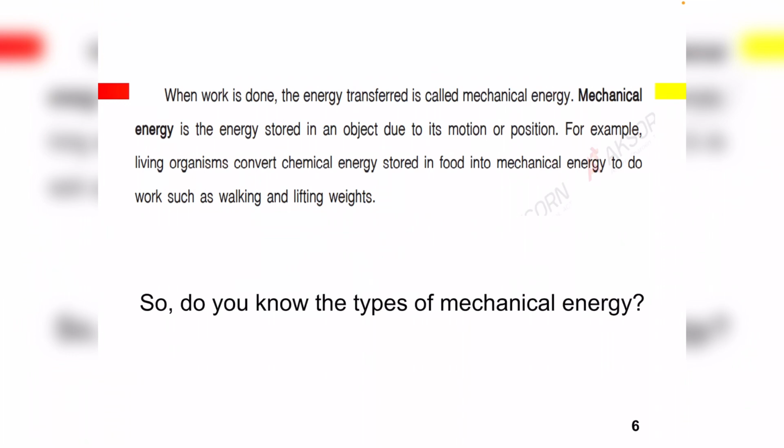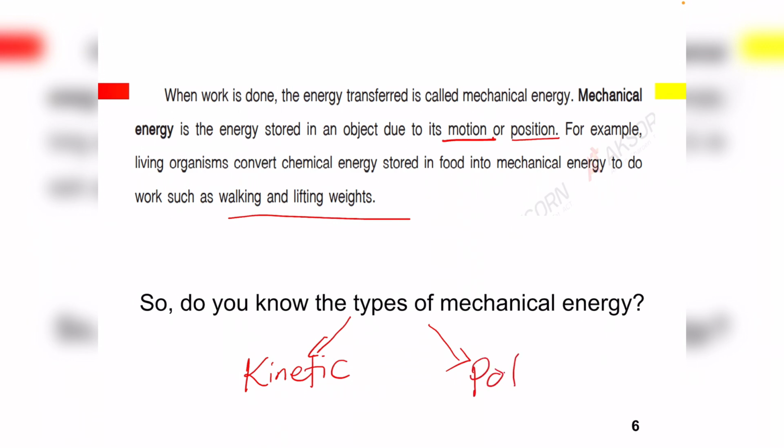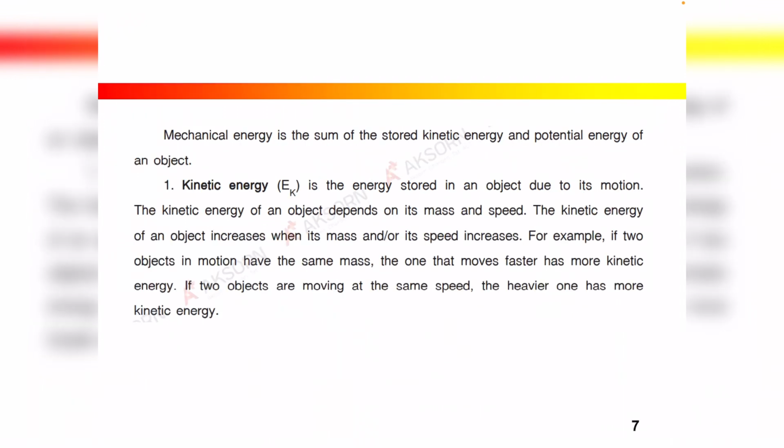For example, living organisms convert chemical energy stored in food into mechanical energy to do work such as walking and lifting weights. So do you know the types of mechanical energy? Due to its motion or position. Very good. We have the two types. We have the kinetic energy and the potential energy. So let us first discuss them.